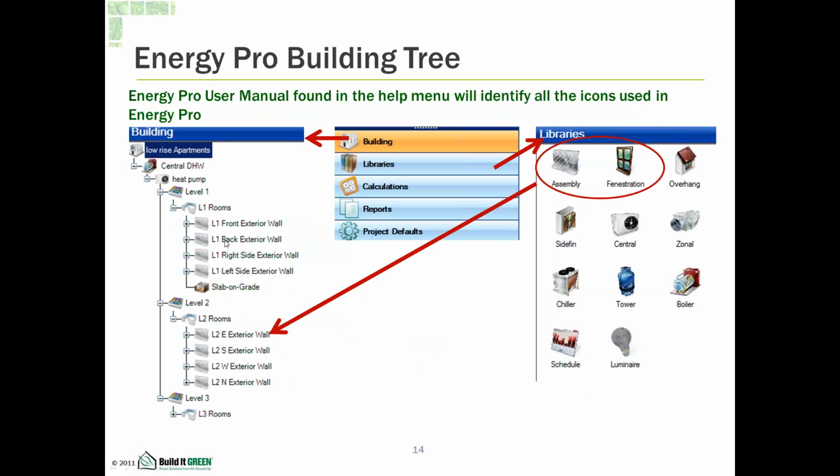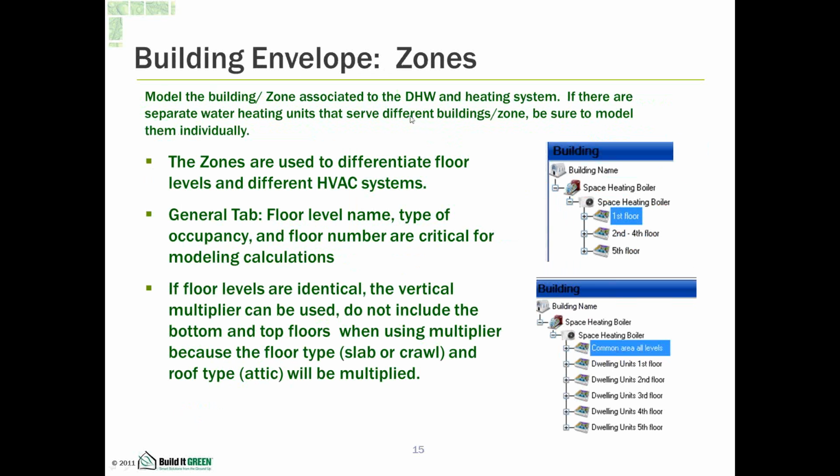So I'm going to go back real fast. As you can see in this example on the left, we have 3 floor levels. So that's what you want to build out in Energy Pro, is have a different zone represent each floor level. And there's 2 ways of doing this. Let's say you have a high rise, and like on the right hand side I have a 5 floor residential building. You can use the multiplier, which is in the general tab.